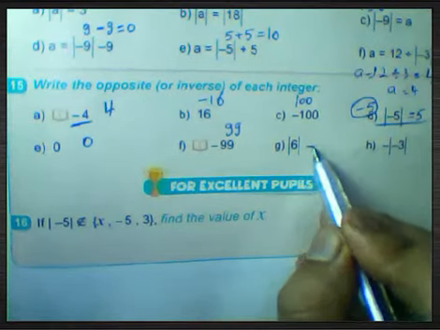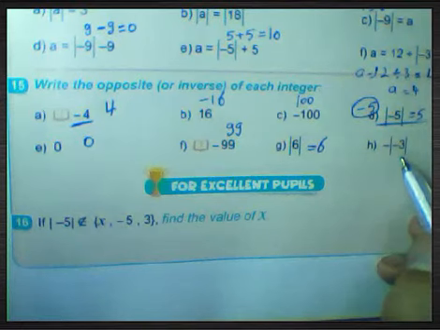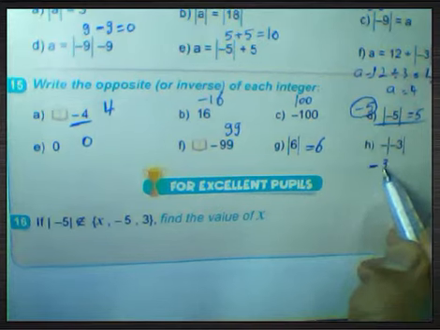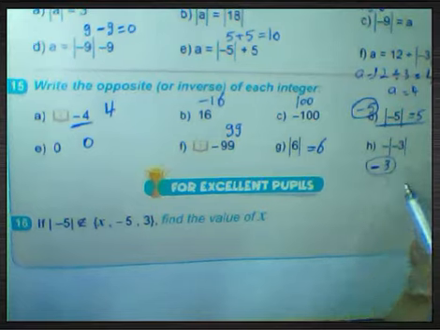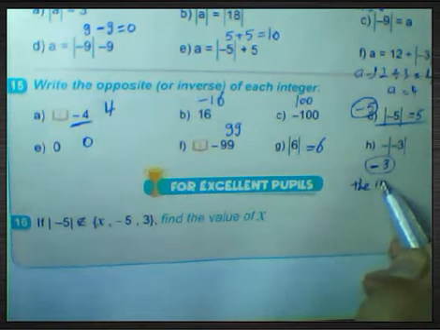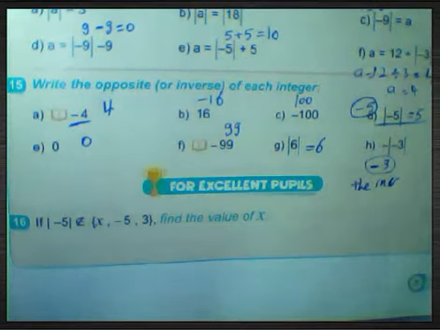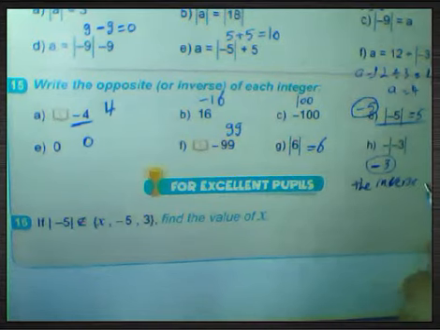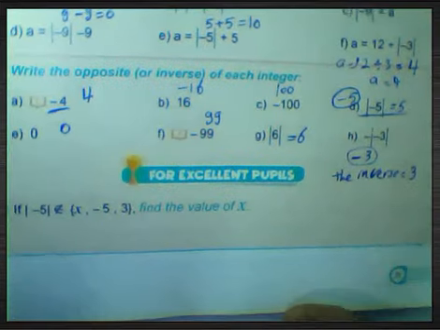Absolute value of 6 equals 6. Negative absolute value of negative 3. The absolute value of negative 3 equals 3, so we can write negative outside and write 3. So the result will be negative 3 and the inverse of this number will be 3.